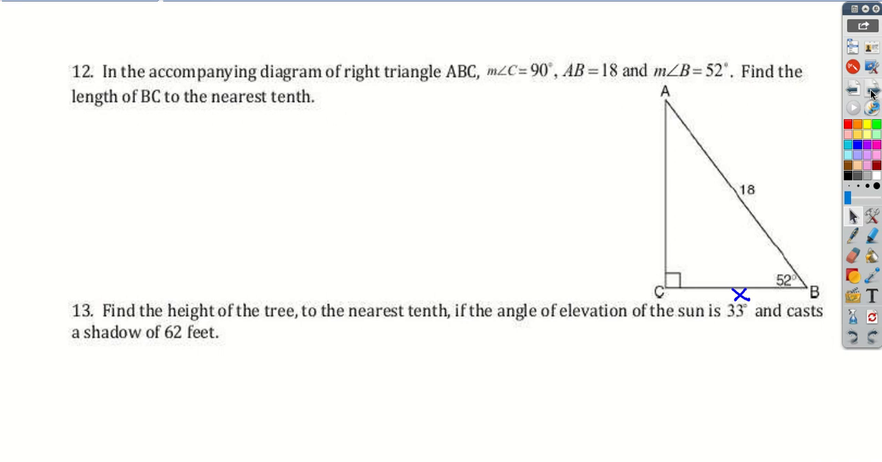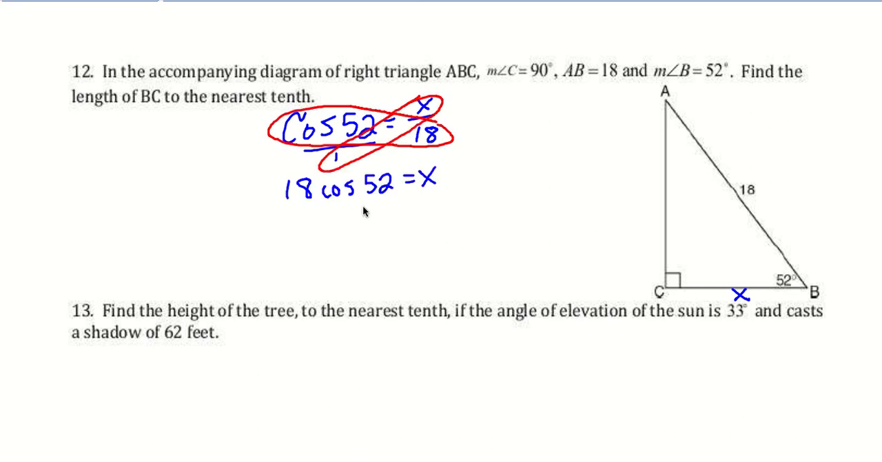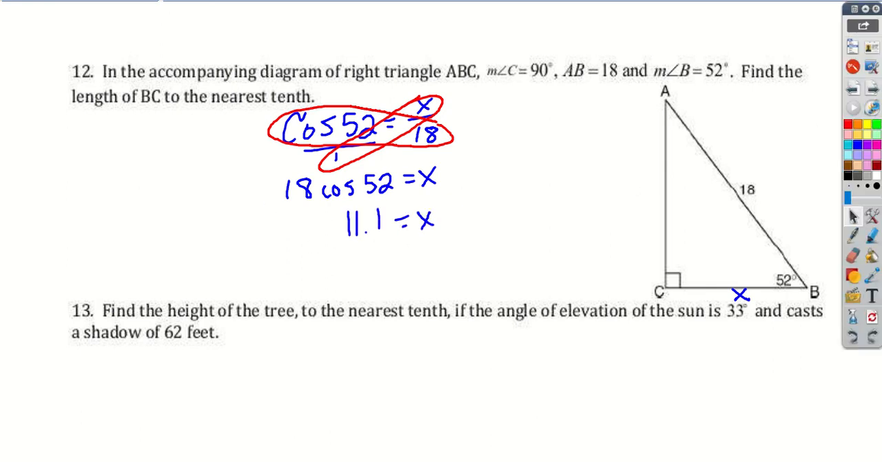Number 12, in the accompanying diagram of right triangle ABC, okay, we have a 90-degree angle. We have 18 and a 52-degree angle, and we're trying to find the length of BC. So once again, we're going to find our angle. It's 52. We have the adjacent side and the hypotenuse, so we're going to do cosine of 52. The adjacent is x, the hypotenuse is 18, and then we're going to go ahead and cross multiply. So 1 times x, 18 times the cosine of 52, and then I end up with this. I will type it into the calculator and round to the nearest tenth and get 11.